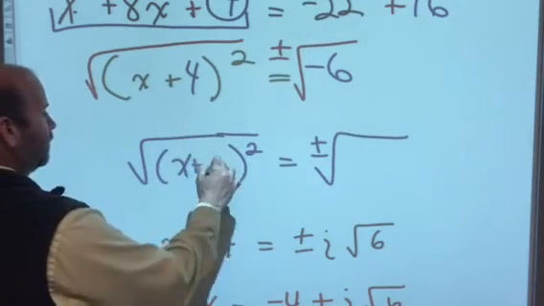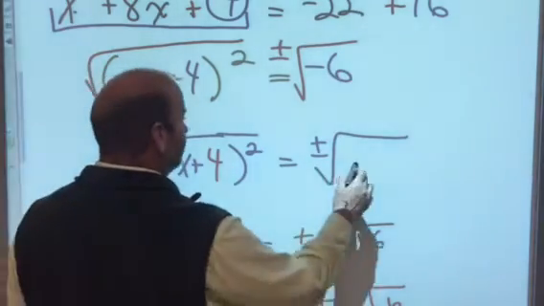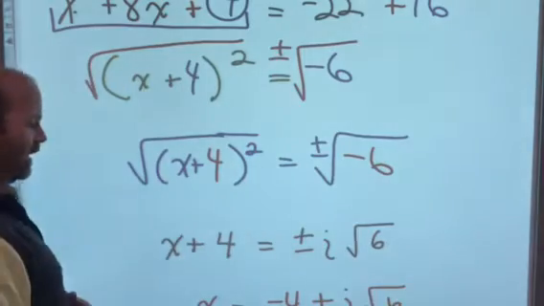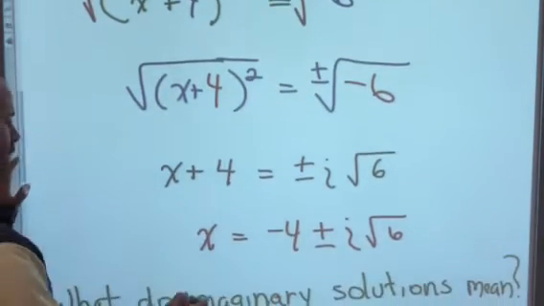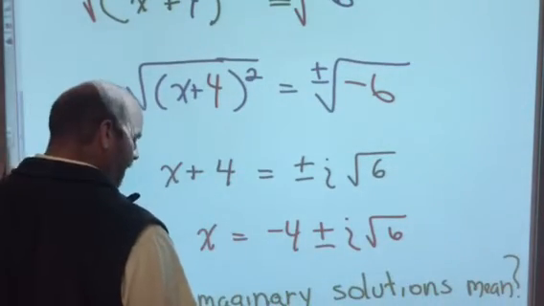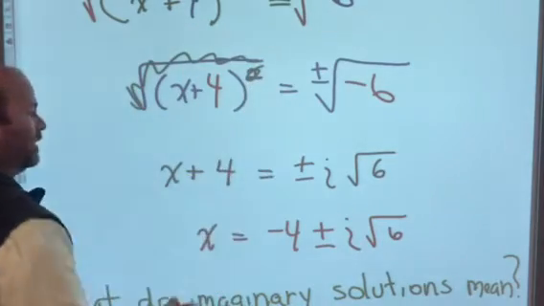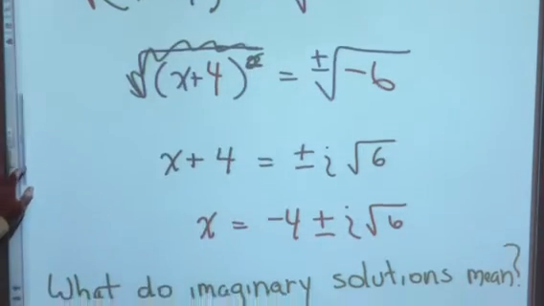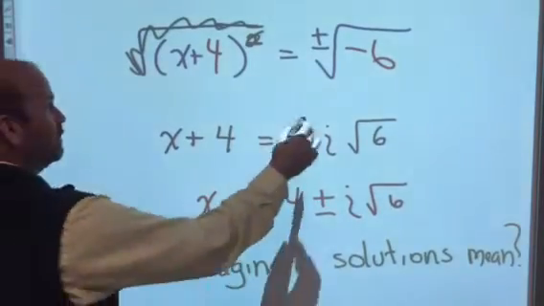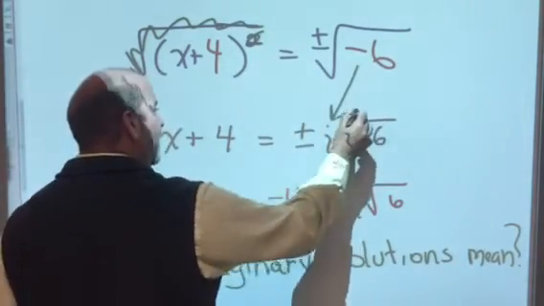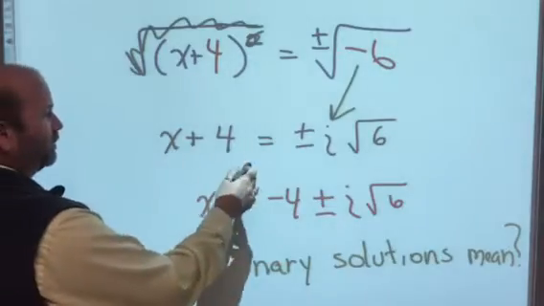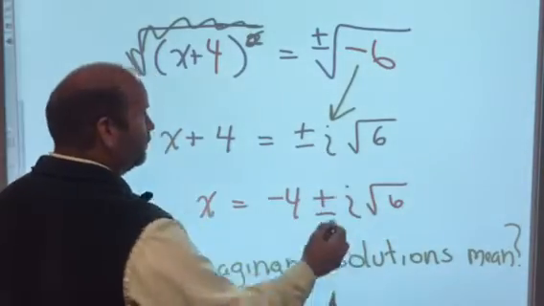So this is x plus 4 squared equals positive or negative square root of negative 6. Whenever you take the square root of a square, that cancels. The only thing you can do with this is take the negative out as i. So x plus 4 equals positive or negative i root 6.